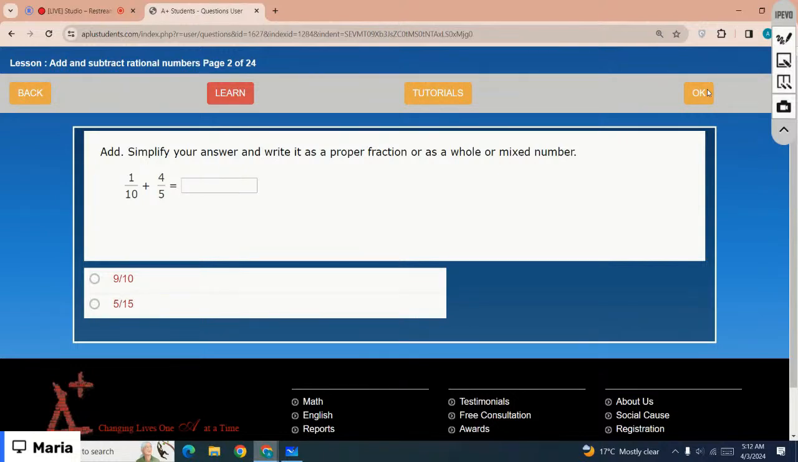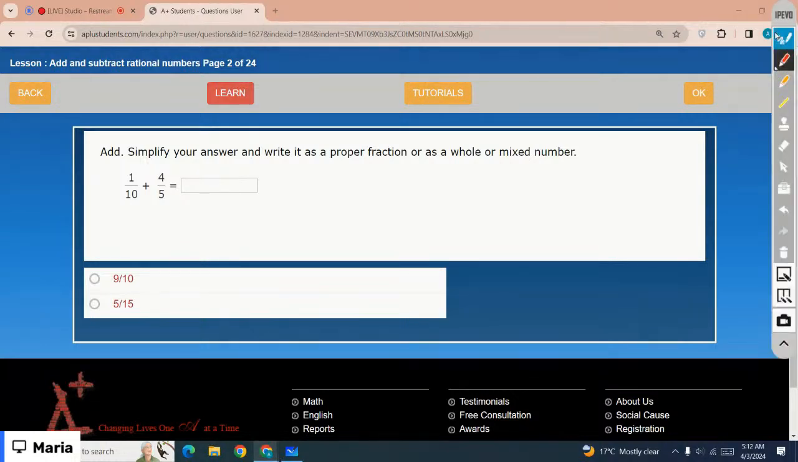1 by 10 plus 4 by 5. So they have unlike denominators. The first thing is you need to make the denominator the same, like we do with fractions, right? So 5 times 2 is 10. You have to multiply this fraction by 2. So that is 4 times 2 and 5 times 2. That is 1 over 10 plus 8 over 10, right?